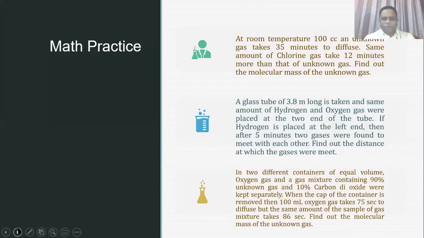And now for your better understanding, I have kept 3 mathematical problems here. So please try to solve them using the concept that we shared today. It will help to enhance your mathematical skill, and it will also help you to understand the application of Graham's law.